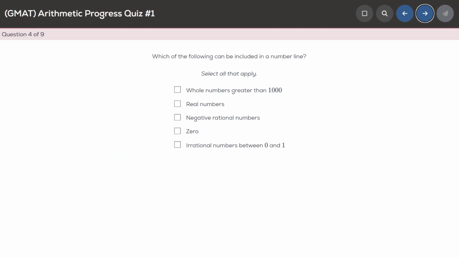Number 4, which of the following can be included in a number line? Remember, a number line includes all the real numbers, all of them, even numbers that we can't imagine. Weird square roots and pi and all of these weird numbers, right? So all of these are going to be true. Yeah, exactly. They're all true. All right, so easy enough, right?